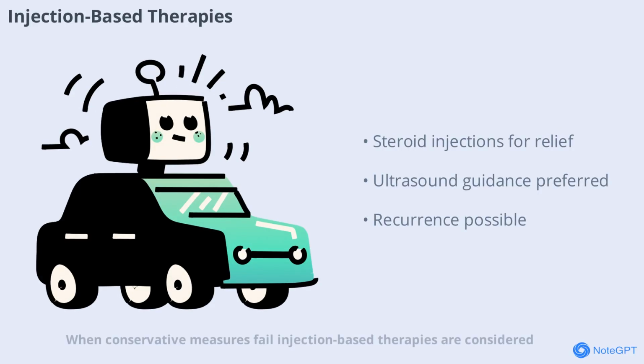When conservative measures fail, injection-based therapies are considered. Corticosteroid injections, especially under ultrasound guidance, provide effective pain relief and can confirm the diagnosis. However, recurrence rates can be as high as 20% to 40%, and repeated injections may cause tissue atrophy or tendon damage. Ultrasound guidance increases accuracy and reduces complications.